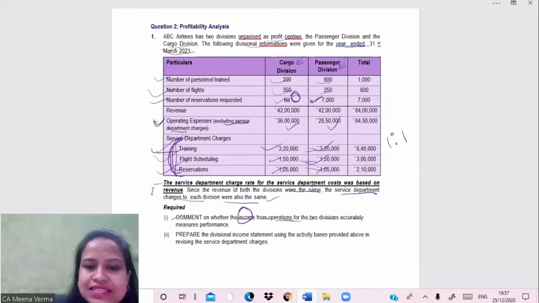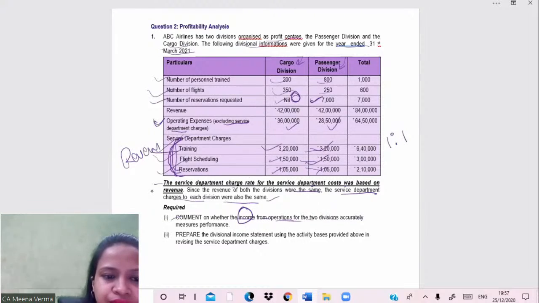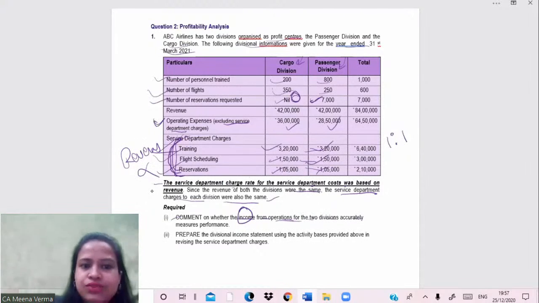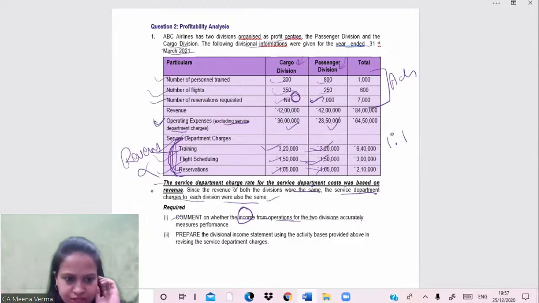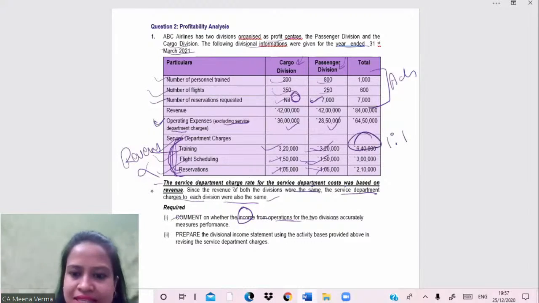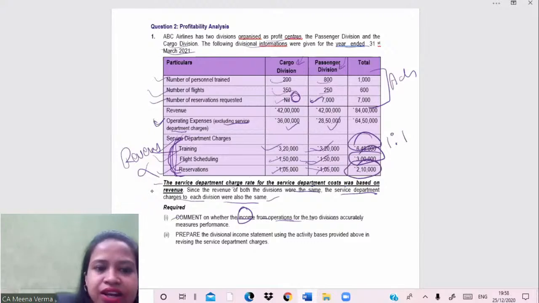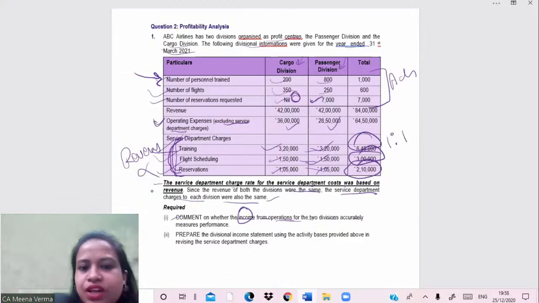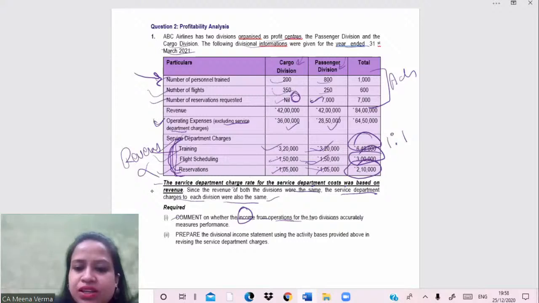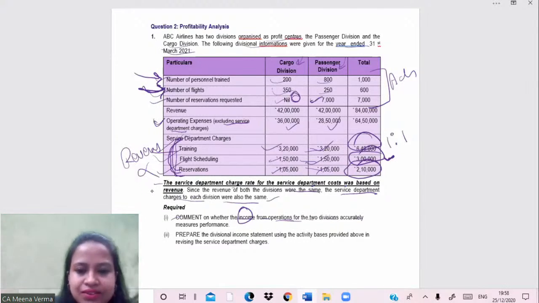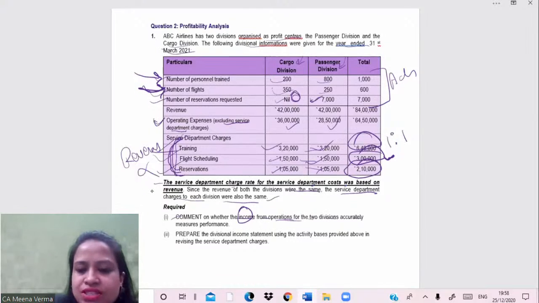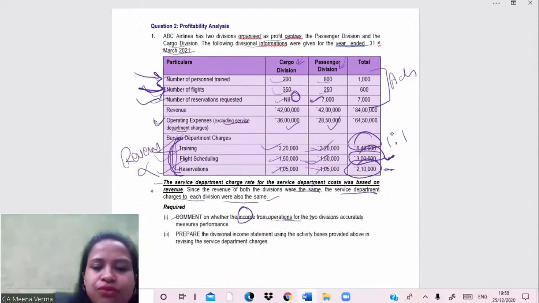The way they have apportioned this cost on the basis of revenue is actually not the right way. We should consider the activities, and on the basis of these activities, we should apportion the cost. This training cost, this flight schedule cost, this reservation cost. The training cost can be apportioned on the basis of the number of persons trained. Similarly, the flight scheduling cost can be apportioned on the basis of the number of flights. Similarly, the reservation cost can be apportioned on the basis of the number of reservations.